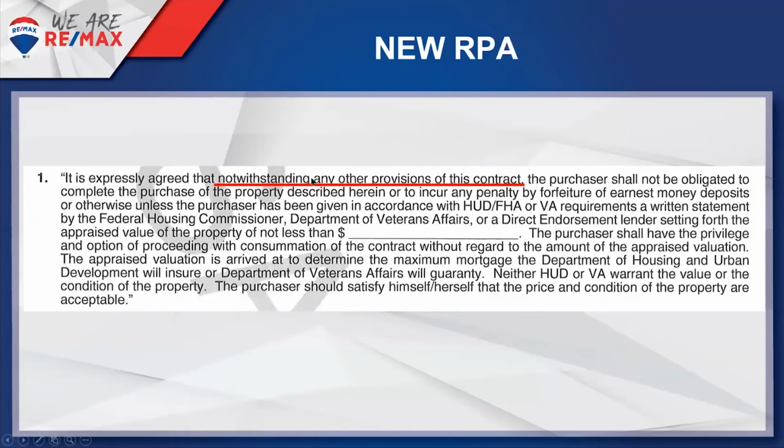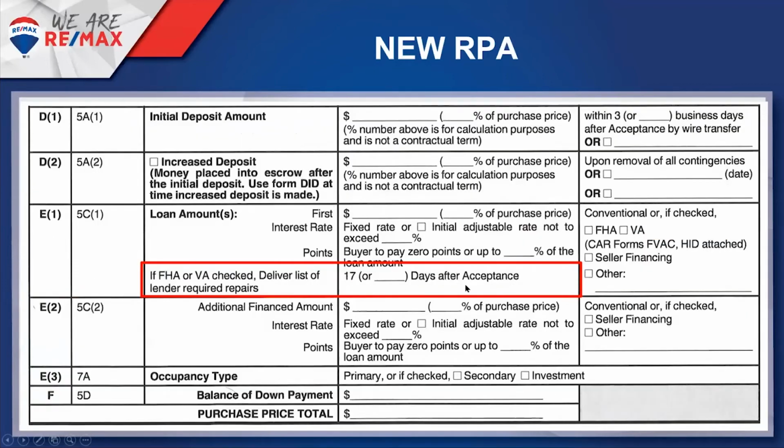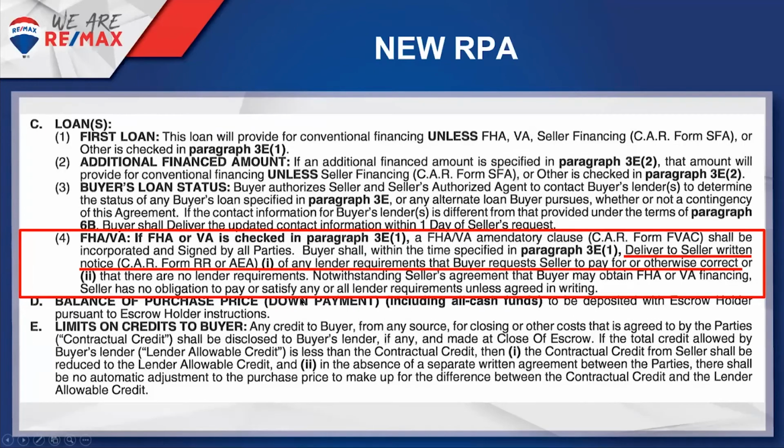Doesn't matter. Notwithstanding any other provision in this contract, the purchaser will not be obligated to complete the purchase of the property or forfeit his earnest money deposit unless he gets a written statement, i.e. appraisal, for not less than, and that number must be the purchase price. It cannot be a reduced amount. Civil code doesn't allow that. So it should be the purchase price, but I think the code actually says that you have to state the dollar amount and it must be the purchase price. Okay. Now, the buyer shall, within the time specified in 3E, provide a list of repairs an FHA or VA lender might require to issue the loan, and that must be provided within 17 days of acceptance. So that's that clause there.